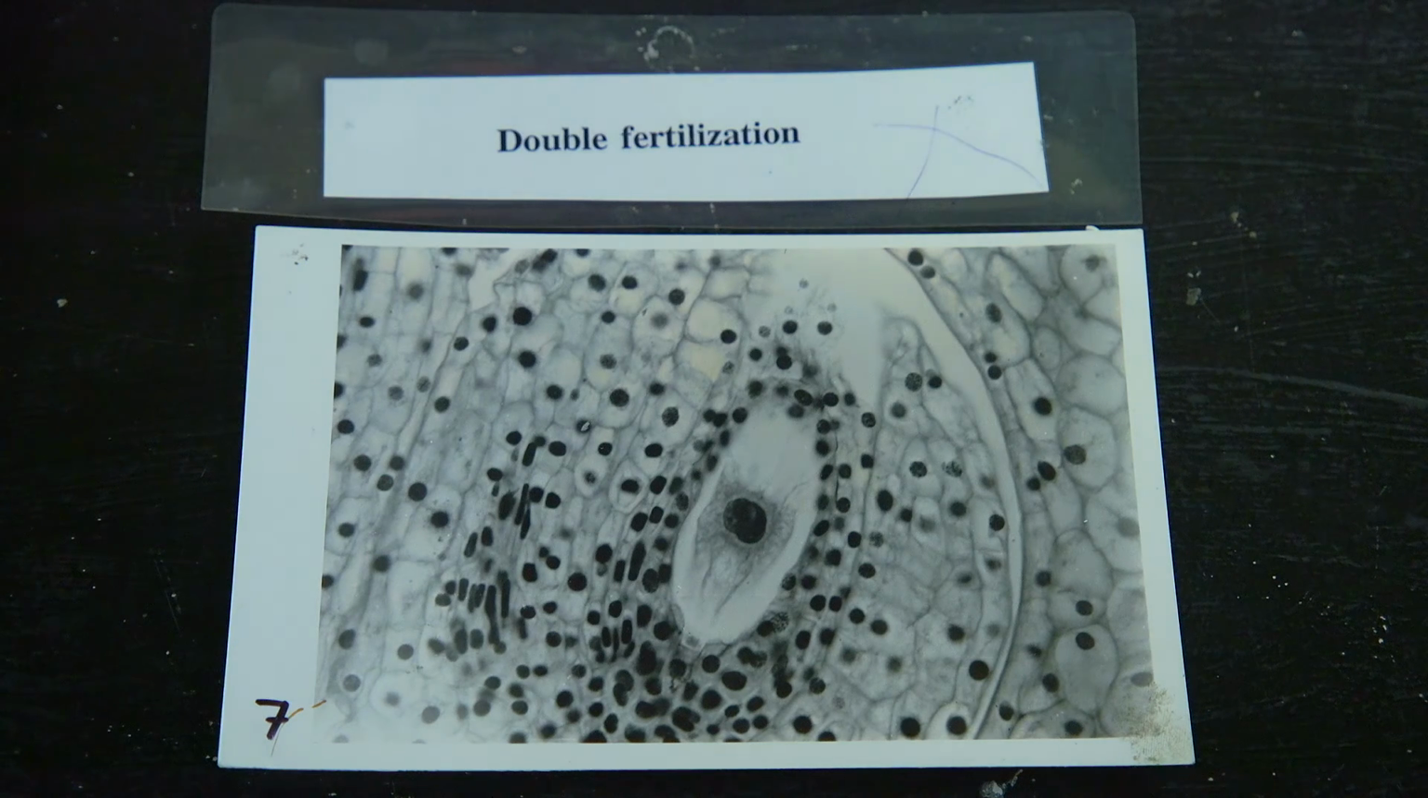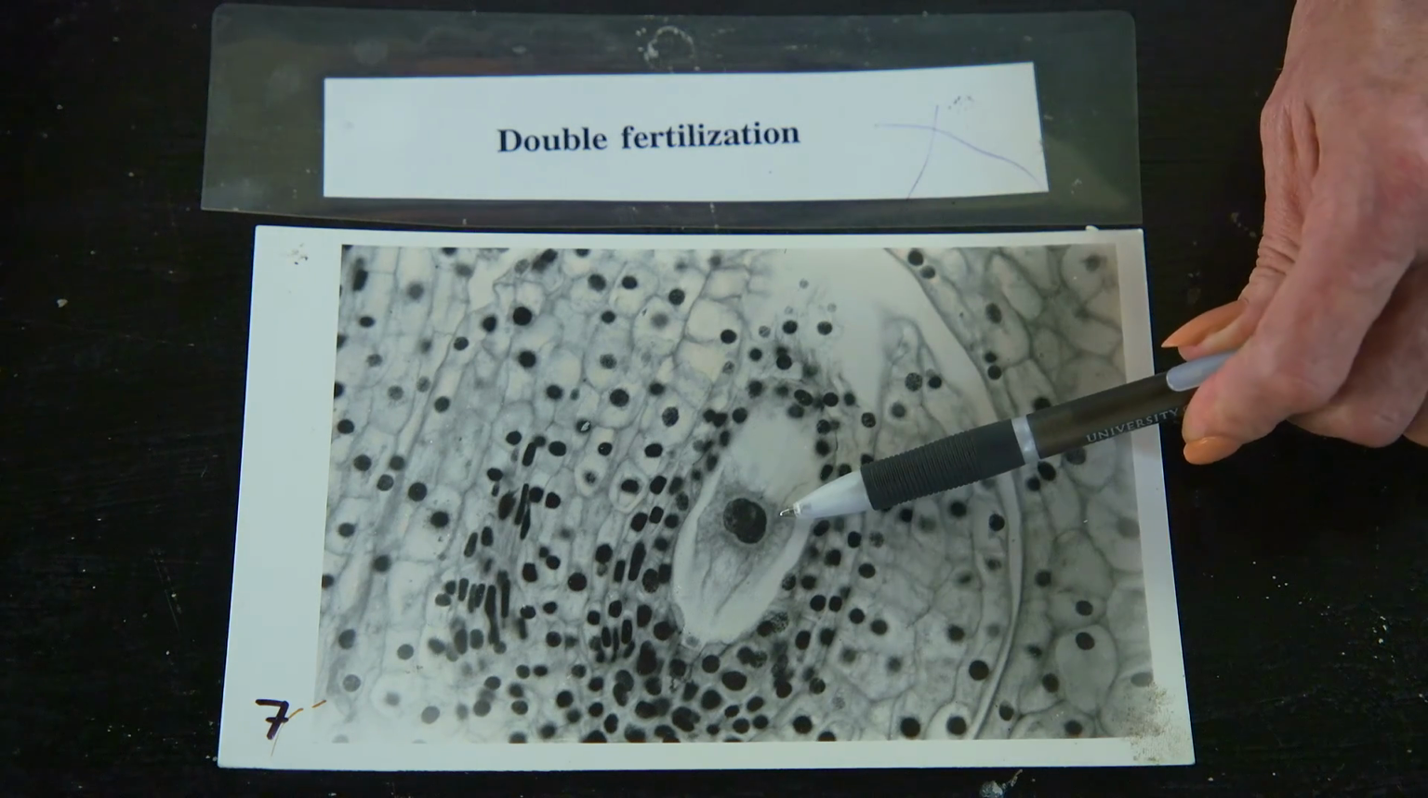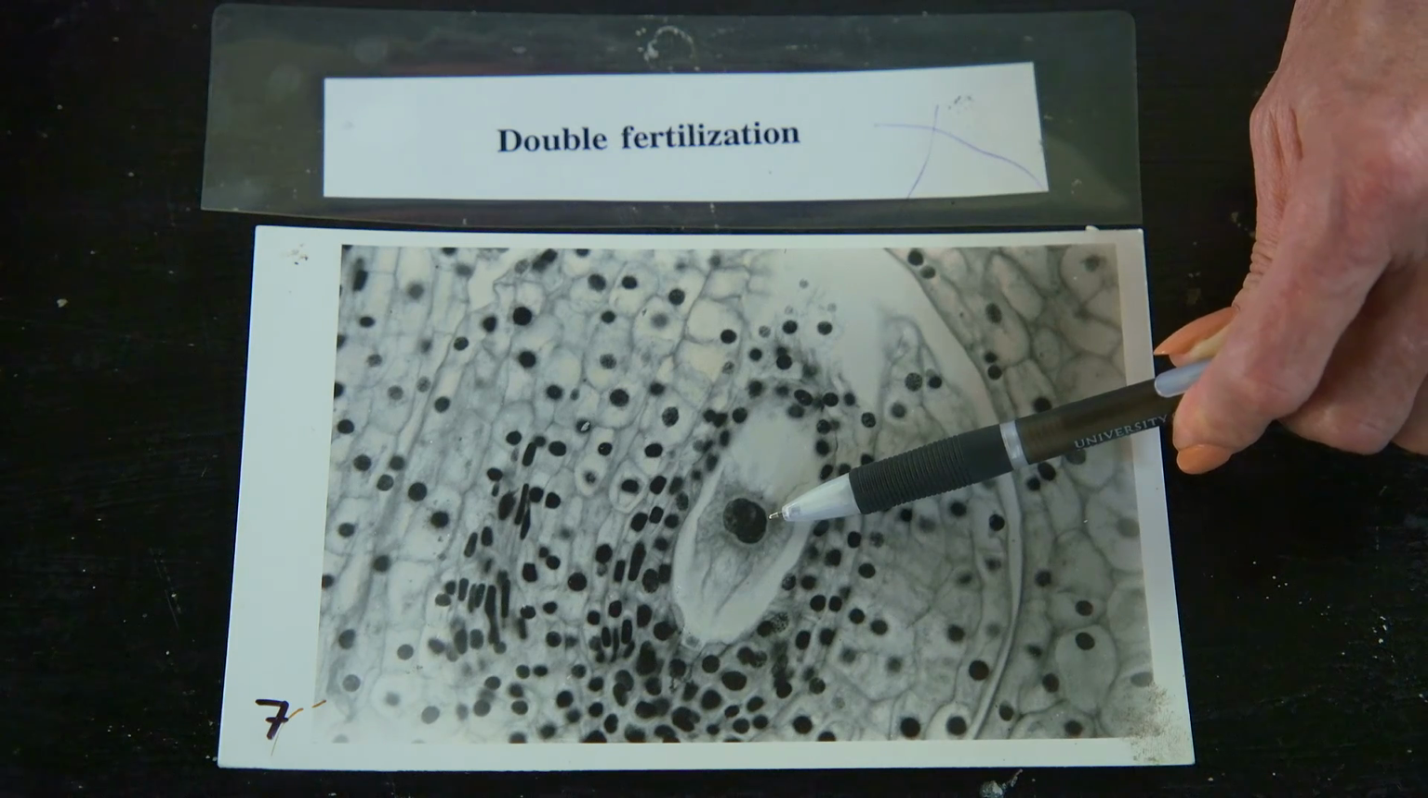That egg was fertilized or will be fertilized by a sperm cell, which will form a zygote. The zygote is not visible here. However, the other sperm, because this is a double fertilization, will fertilize the 2 polar nuclei, which you do see here. So this is a triple fusion nucleus. And this concludes the video on the process of meiosis.